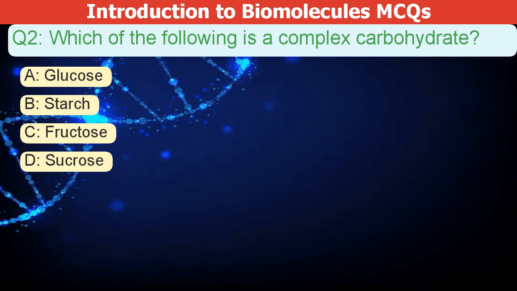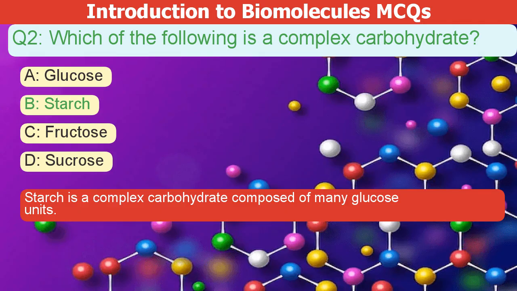Which of the following is a complex carbohydrate? A. Glucose. B. Starch. C. Fructose. D. Sucrose. The correct answer is B. Starch is a complex carbohydrate composed of many glucose units.